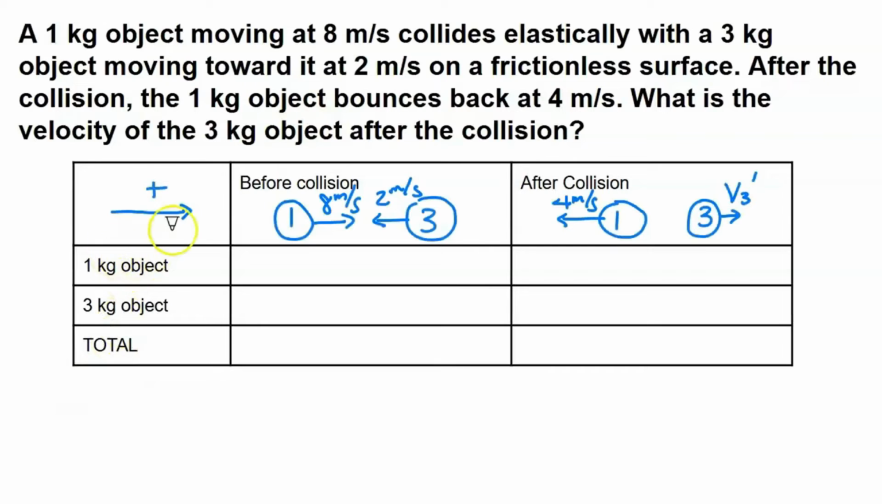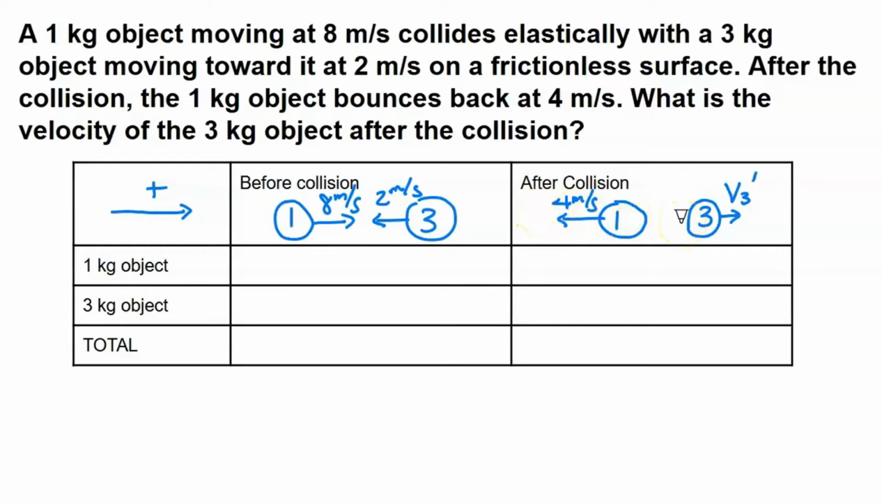The first thing I'm going to do is indicate my positive direction, and then sketch a drawing for before the collision, and then sketch a drawing for after the collision. So before the collision, object 1 is moving to the right at 8 meters per second. Object 3 is moving to the left at 2 meters per second. After the collision, object 1 is moving to the left at 4 meters per second.